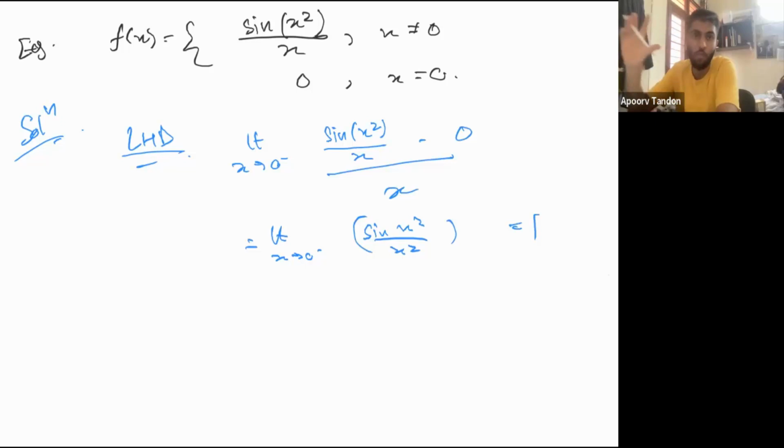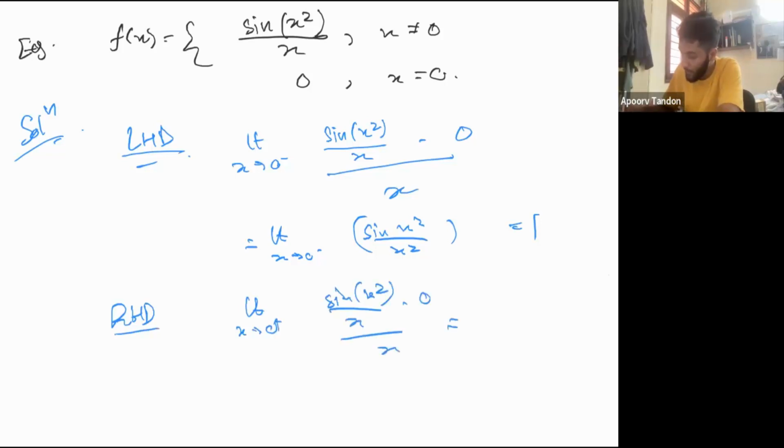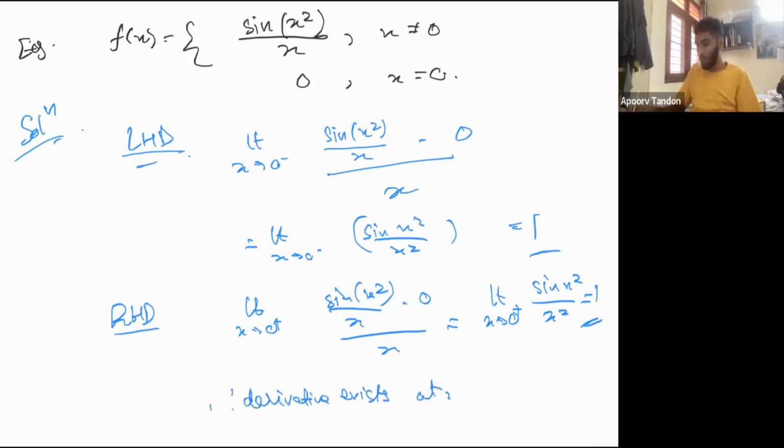Whenever there's sine of f of x over f of x, where f of x tends to 0, we obtain 1. Similarly, for the right-hand derivative, we have the analogous steps: sine of x square over x minus 0 over x, which is the right-hand limit at 0 of sine x square over x square, which is again 1. So we see that the left-hand and the right-hand derivatives concur, and therefore the derivative exists at x equals 0. But the question was to discuss the differentiability of this function in general. Why did we only consider x equals 0?